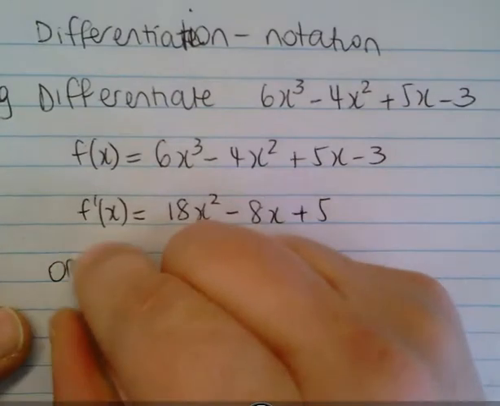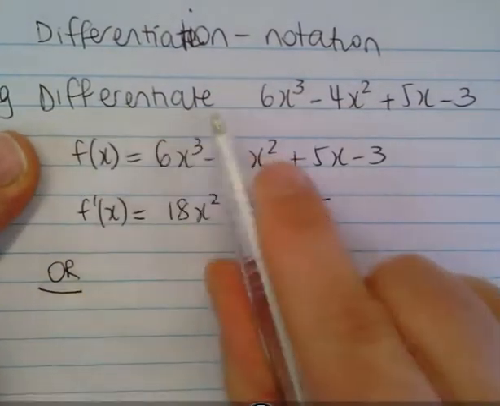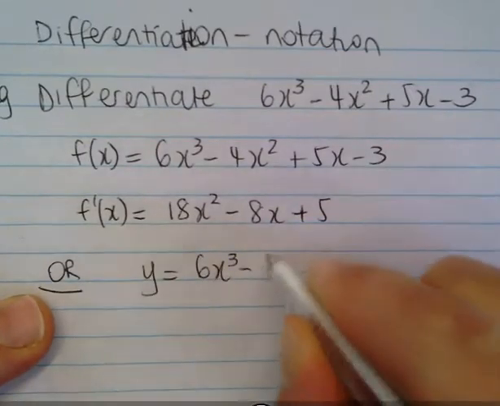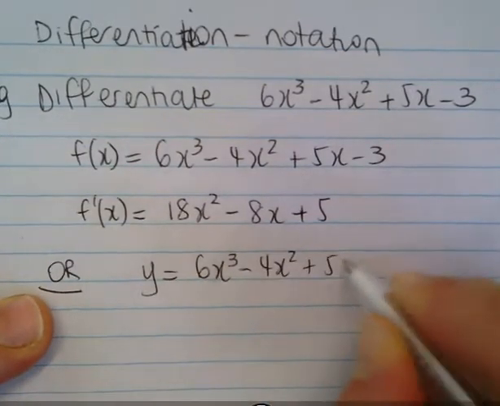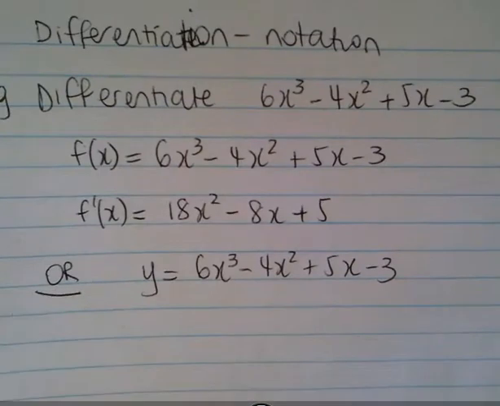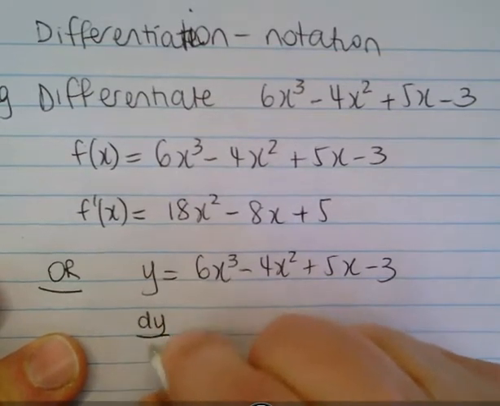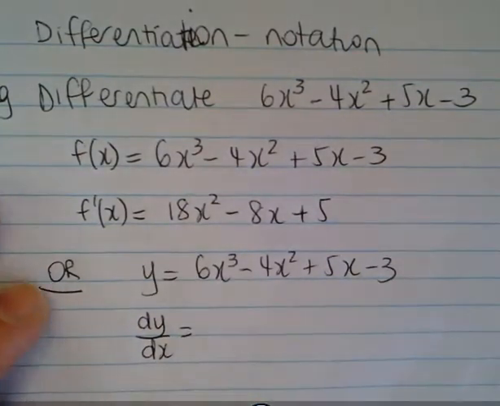Or I could write it like this. If I'm asking you to differentiate that, I could say, well, I'm going to let y equal 6x cubed minus 4x squared plus 5x minus 3. So if the question's given to you as y equals this, you can write your answer two ways. You can go dy dx. Now, it's the rate of change of y with respect to x.